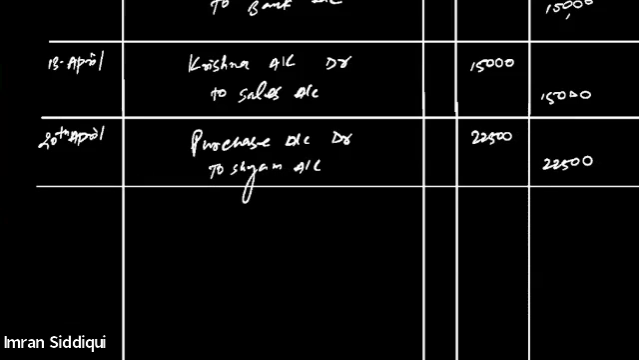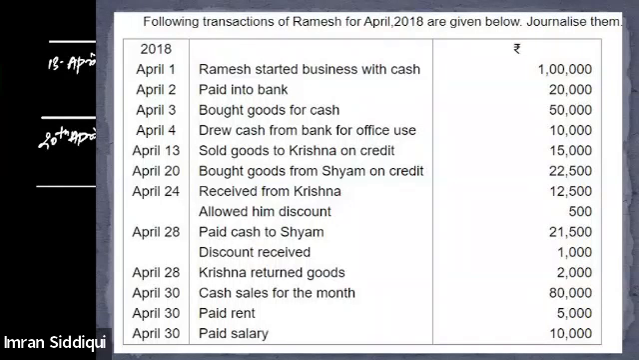Okay. The next transaction was on 24th of April: received from Krishna, allowed him a discount of 500. It basically includes two transactions. Firstly, we are receiving a cash amount. If you are able to notice, we earlier sold goods to Krishna on credit, for rupees 15,000, and ideally we should receive how much?